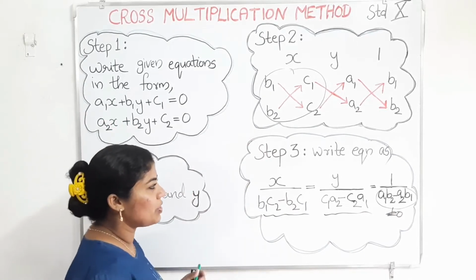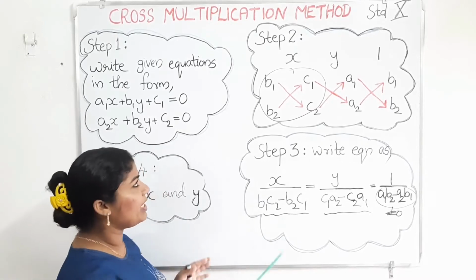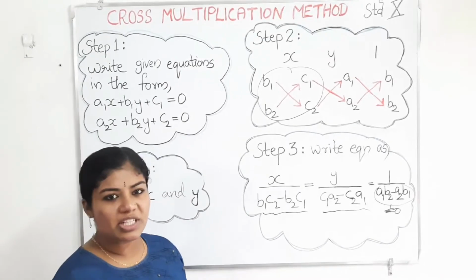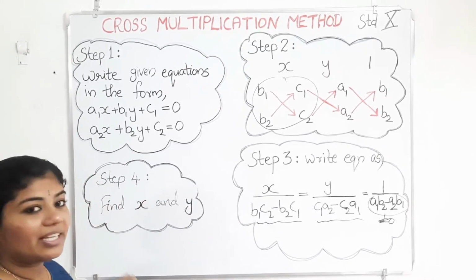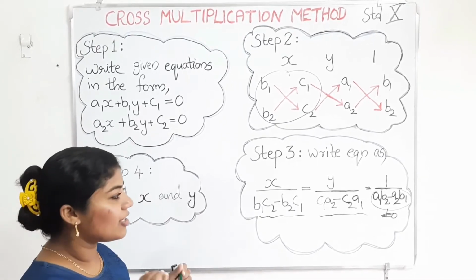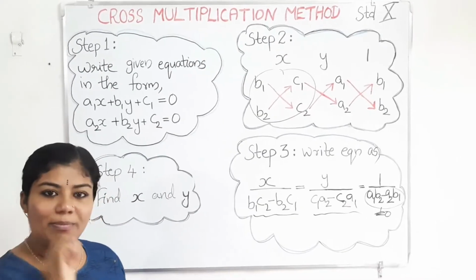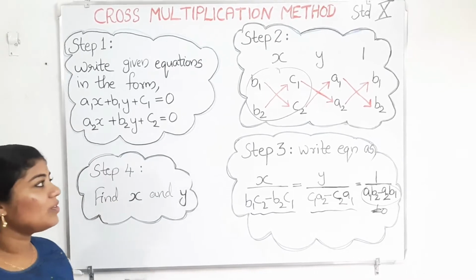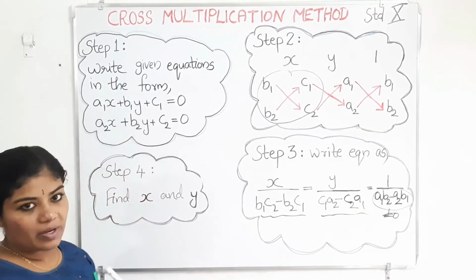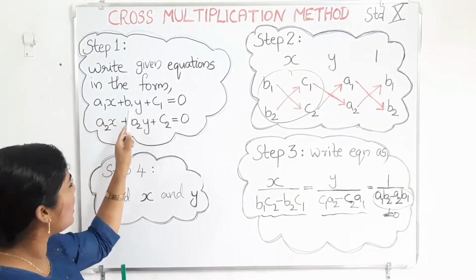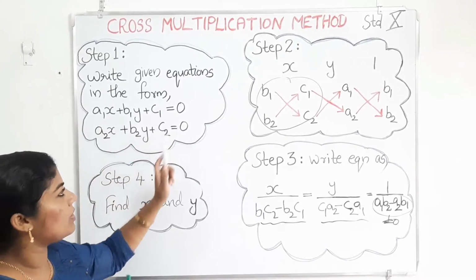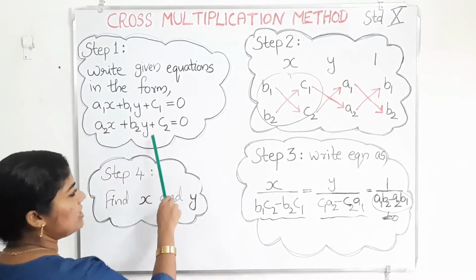Now I am going to introduce you. Are you thinking this cross multiplication method is very difficult, and all the steps are not easy to remember? See, this is also an easy method. So let's do it with some trick to remember this. Okay, I am going to explain. This format you know, right? A1x plus B1y plus C1 equal to 0 and A2x plus B2y plus C2 equal to 0. I think this is easy for you.